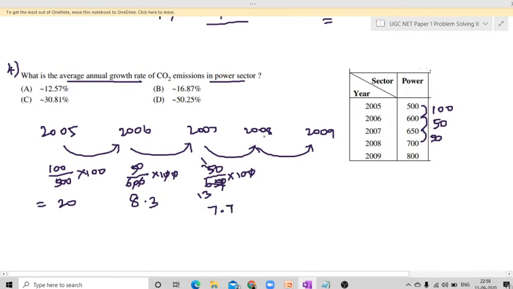Then for the year 2008 to 2009, it is 700 to 800. It is actually a 100 increase. So this time it is 100 by 700 into 100. So 00 and 00 cancel, and again we are getting 100 by 7. 100 by 7 is actually 14.28 something.